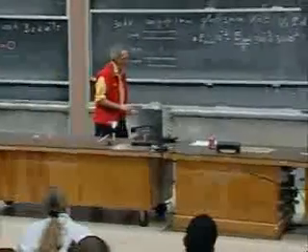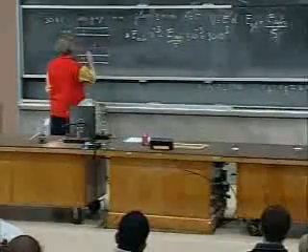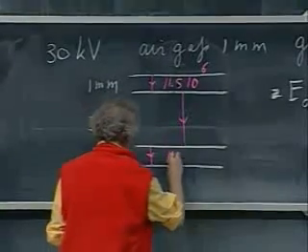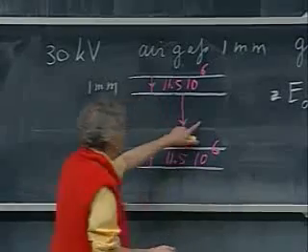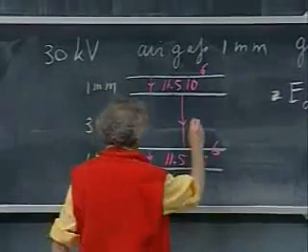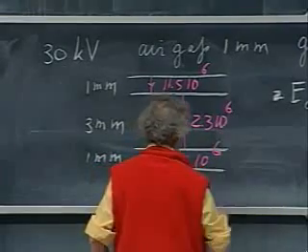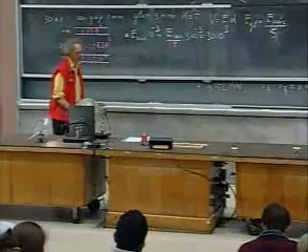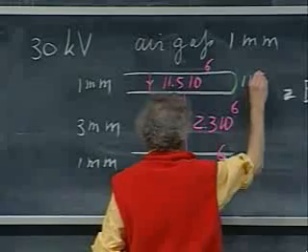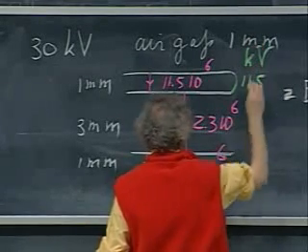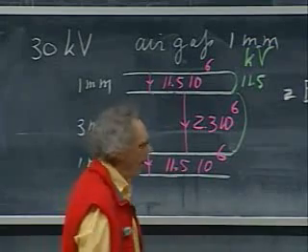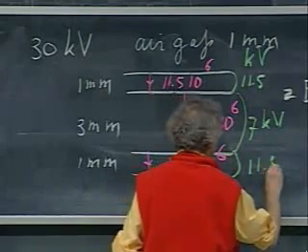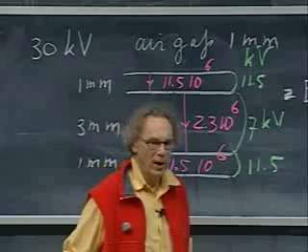And the electric field in the air gap turns out to be 11.5 times 10 to the 6 volts per meter. It's here the same, of course, 11.5 times 10 to the 6. And here, it is 5 times smaller, so I find here 2.3 times 10 to the 6. To show you that I did my homework correctly, the potential difference here is now 11.5 kilovolts. I put it here in kilovolts. The potential difference here is now about 7 kilovolts. And the potential difference here is the same, 11.5 kilovolts. And if you add them up, you get 30.